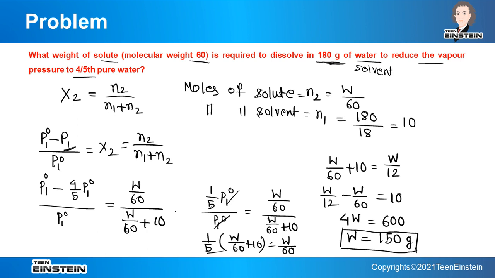So this is the weight of solute that is required, that is 150 gram of solute we will dissolve in 180 gram of water, and if we do so, then the new vapor pressure that will be generated for the solution will be 4/5 of the original value. So exact value is not given because we are taking a ratio, so the original value is not required. Ultimately P1 naught is cancelled. So the amount of solute required is 150 gram.